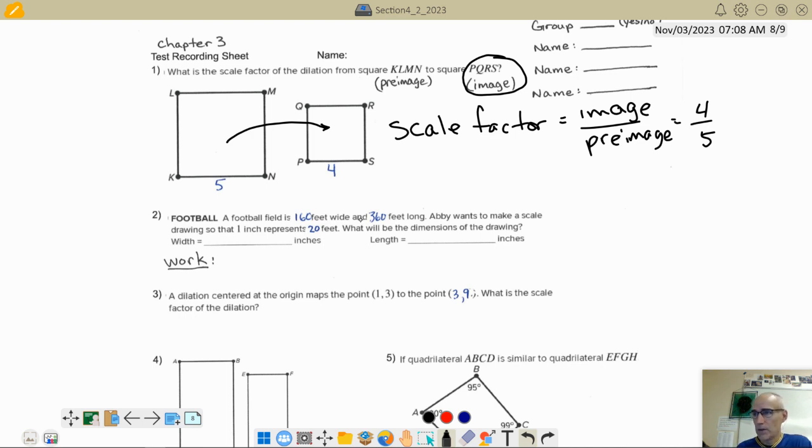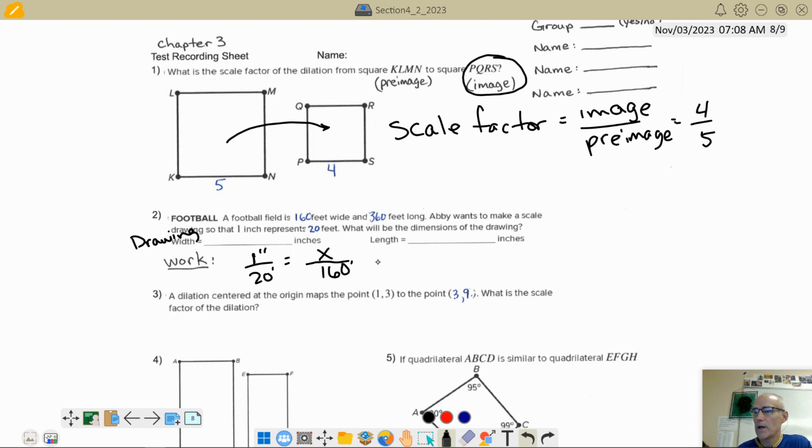A football field's 160 by 360 long. It says Abby wants to make a scale drawing so that 1 inch represents 20 feet. So we could set up, in this case, 1 inch to 20 feet. And then you would have the drawing up here, this is what we want to know. We want to know the drawing's dimensions, right? So the drawing is going to go up here, and then the actual football field's down here, 160 feet, right?